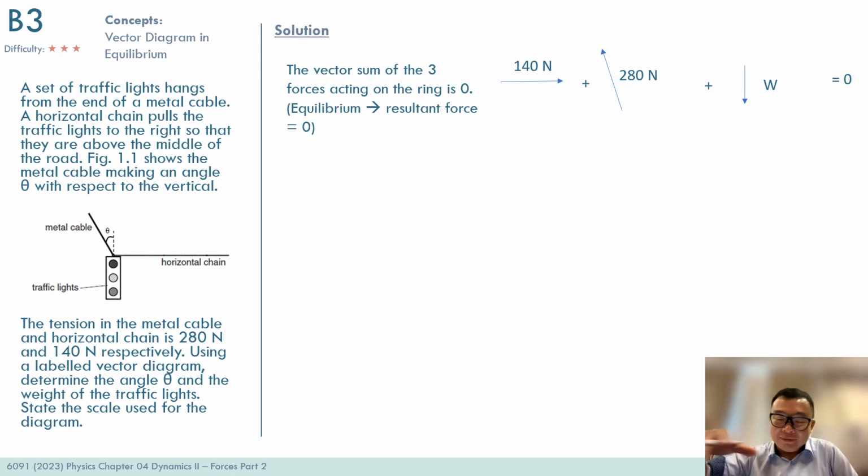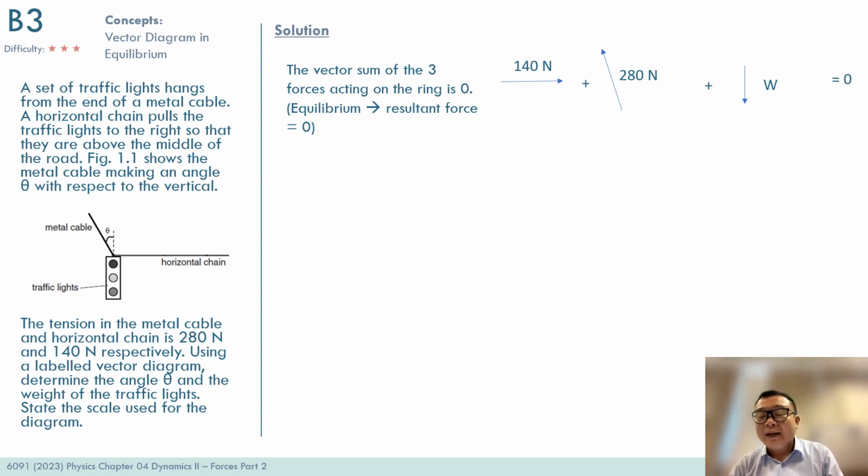There's this horizontal force in the horizontal chain, that's 140 newtons. There's also a diagonally upwards force in the metal cable that is given to be 280 newtons, and finally the weight of the traffic light is pulling it down. So when the traffic light remains stationary, the sum of all these three forces will get you a resultant force of 0. That is why the object is at equilibrium and is not moving.